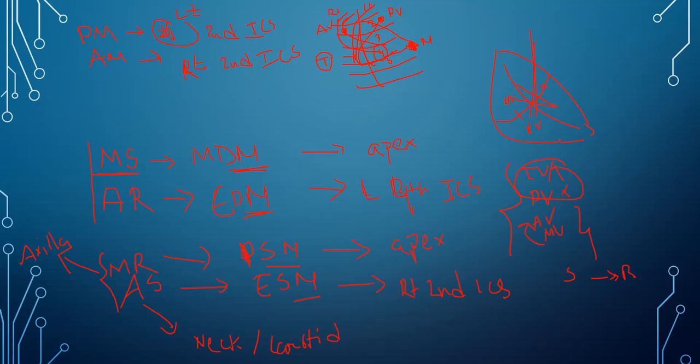Did you guys get it? Any question? So any mitral murmur, the position will be at the apex. And where is your apex? Left fifth intercostal space.